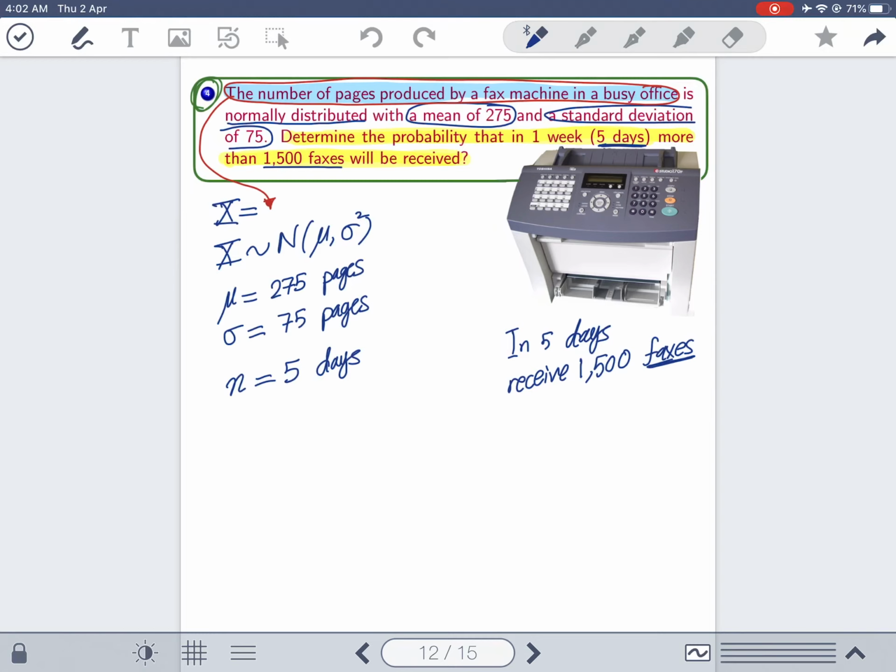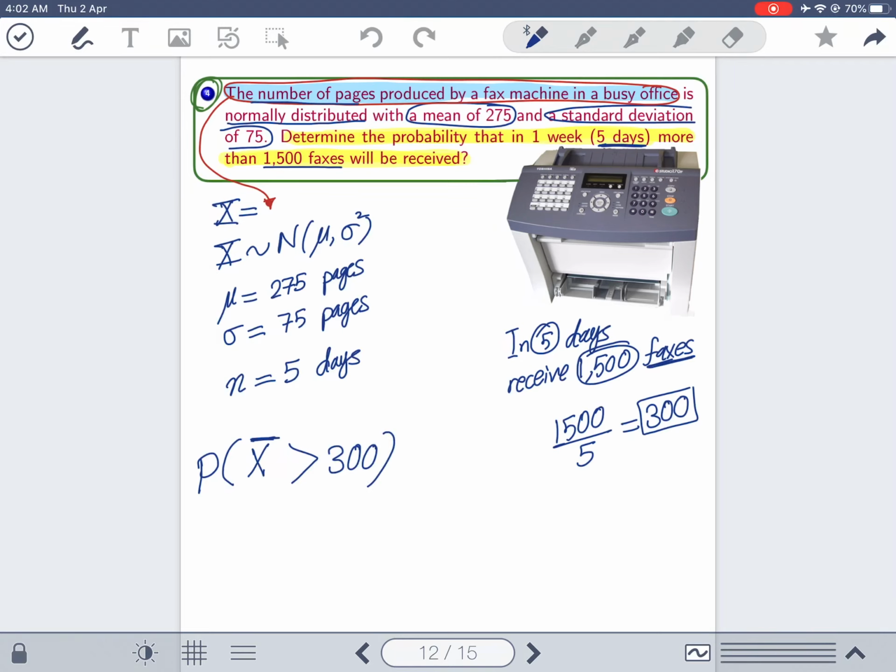This means if you want in 5 days to receive 1,500, think about it, then every day you should receive approximately how much? You do 1,500 divided by 5 days, and so you'll get 300. So if you get 300 faxes received every day, then in 5 days you will get your 1,500. So the question is, what is the probability that our sample mean is more than 300. You know why? Because X is per day. This is here the number that they gave you with mean and standard deviation. This was per 1 day. So each day the average is 275 and the standard deviation is 75 faxes.